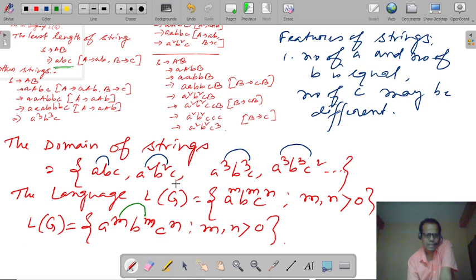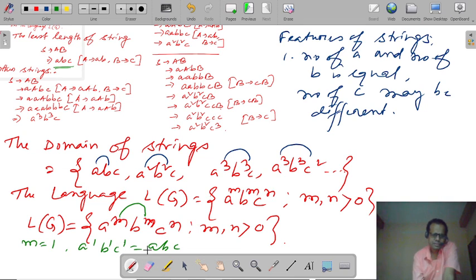So how will the least length string be generated? If you consider m equal to 1, A to the power 1, B to the power 1, C to the power 1, that is A, B, C. So for m equal to 1 and n equal to 1, we get A, B, C. This is the least length string generated.